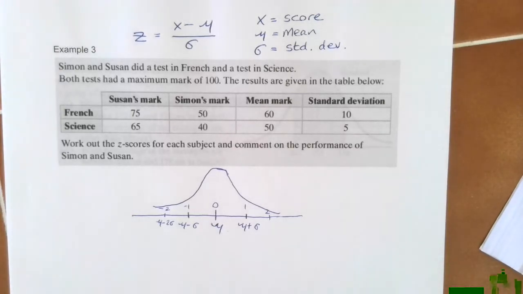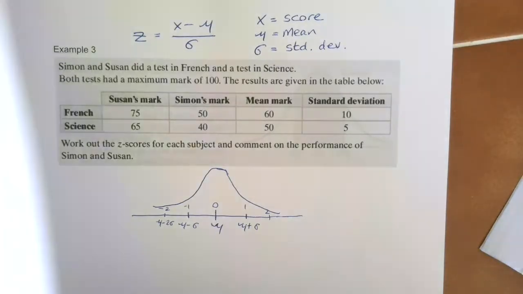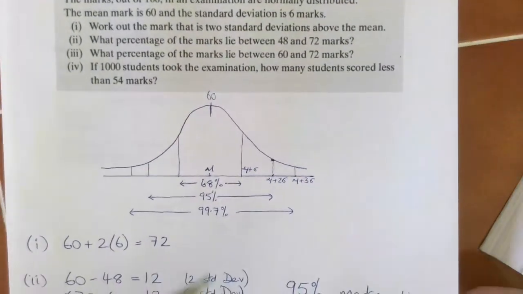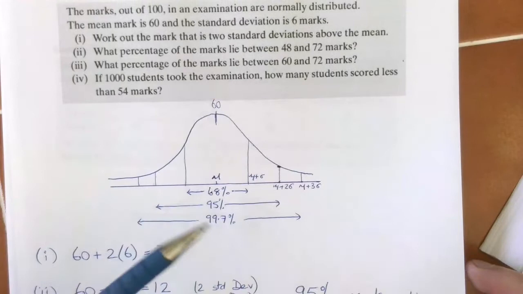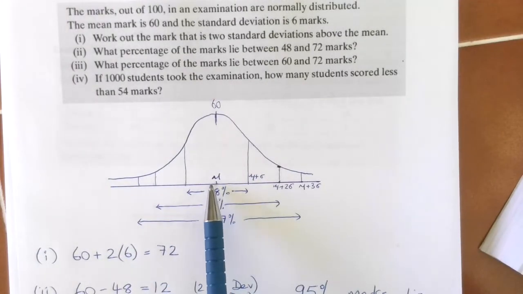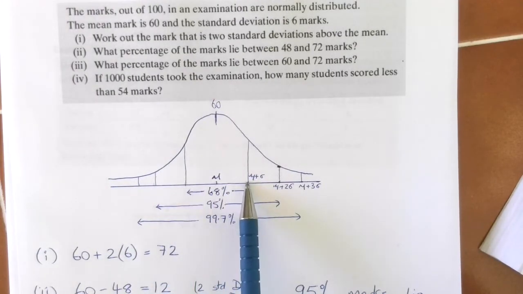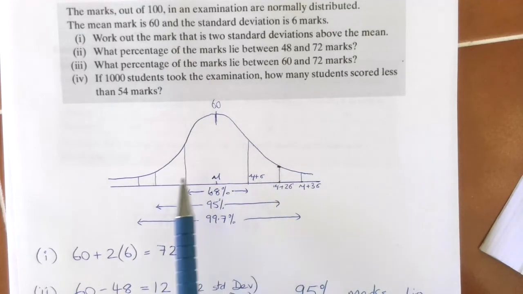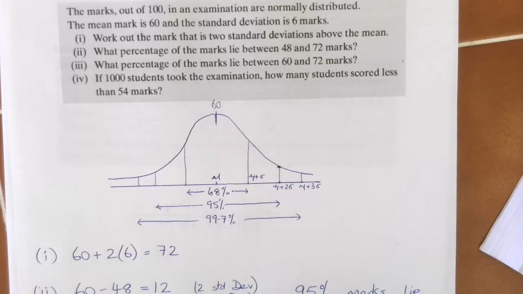This is the third example on the normal distribution on z-scores. Just to explain what the z-scores mean first of all. We've already looked at the previous examples where we have the empirical rule and the normal distribution. So you already know that 68% of the data lies within one standard deviation of the mean, 95% lies within two standard deviations, and 99.7% lies within three standard deviations of the mean.